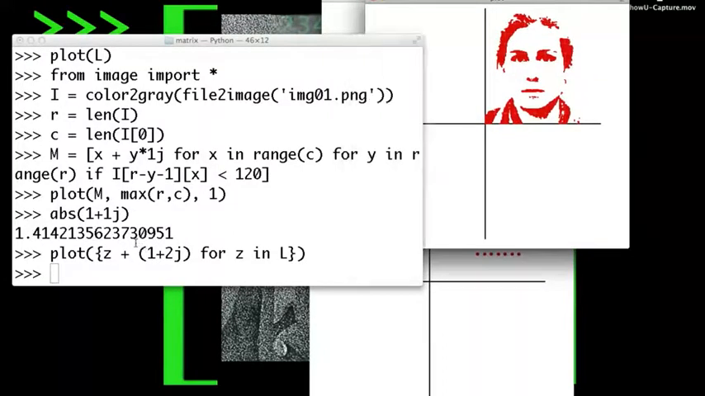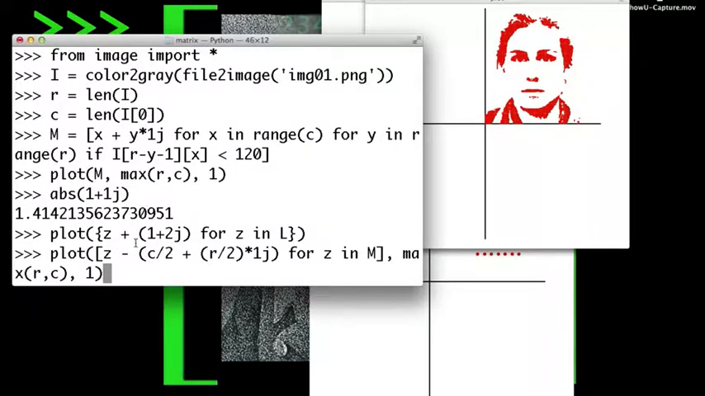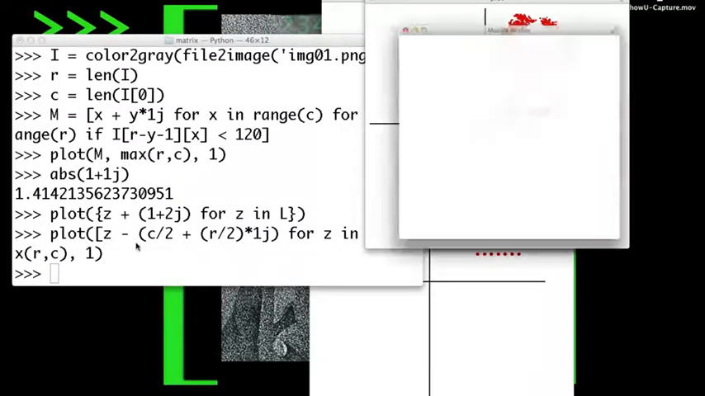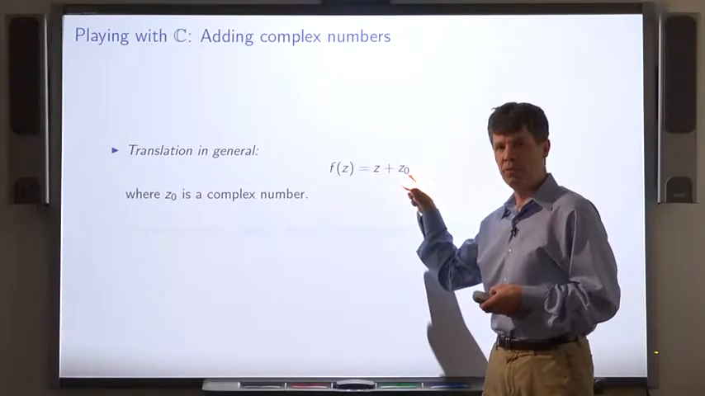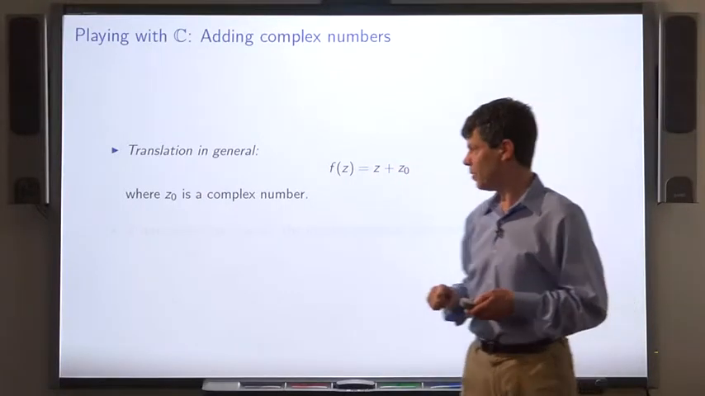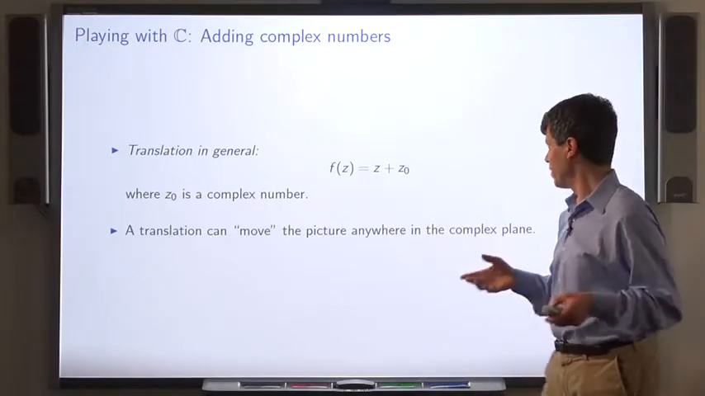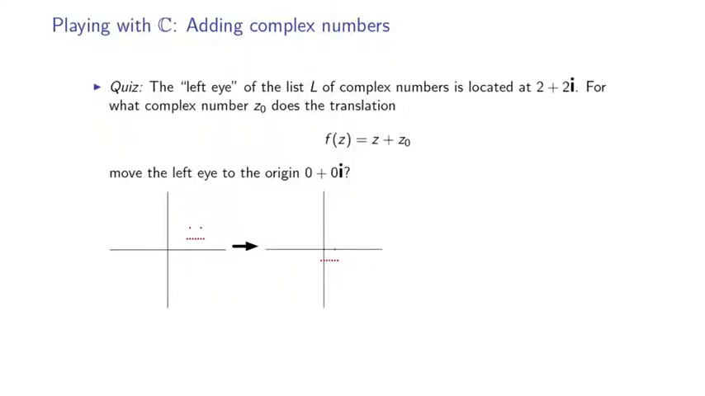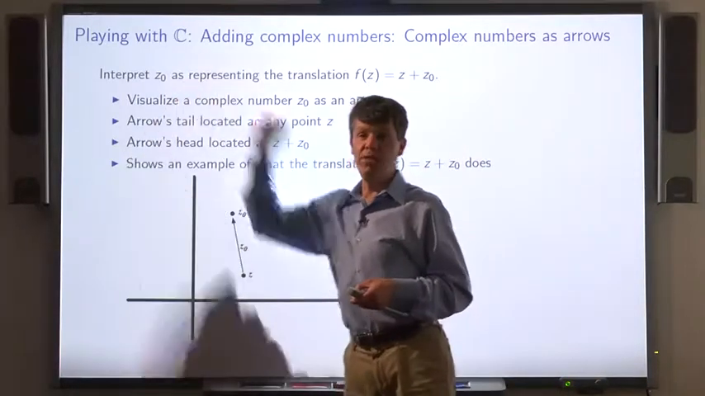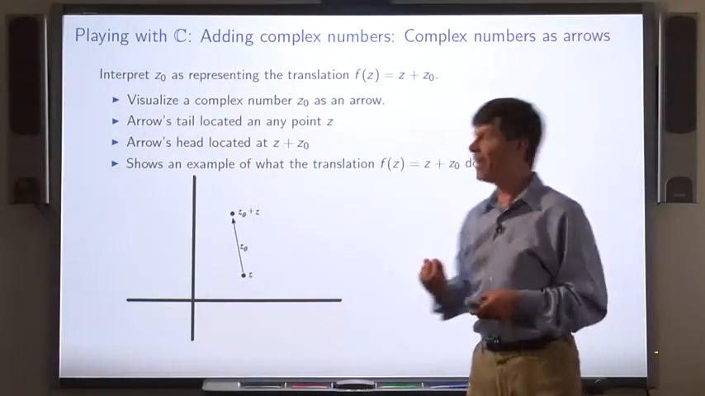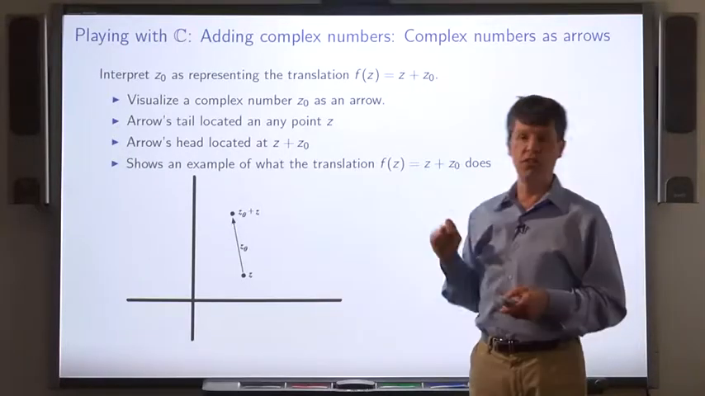Take this image, translate them so that the image is centered at the origin. Given the input, it adds a complex number z0 to the input. And a translation can move the picture anywhere in the complex plane. All right, so we can interpret the complex number z0 as representing the translation that adds z0 to the input.